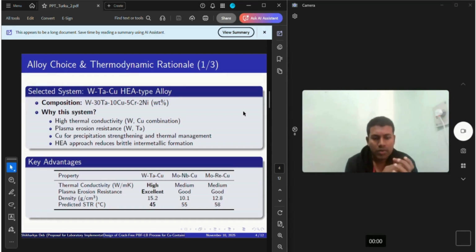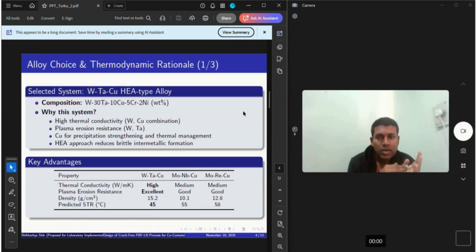Then comes the copper, which serves three critical functions. Copper has a low solubility in tungsten and tantalum, so it will precipitate out as fine particles during cooling or heat treatment. Next is thermal conductivity: copper's excellent thermal conductivity, which is around 400 watt per meter Kelvin, complements the tungsten matrix. Finally, copper overall lowers the melting point and improves laser absorption during printing.